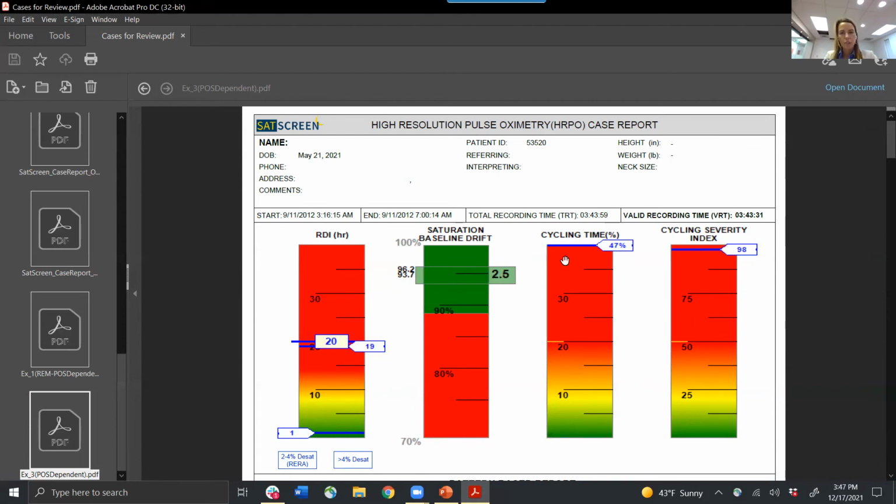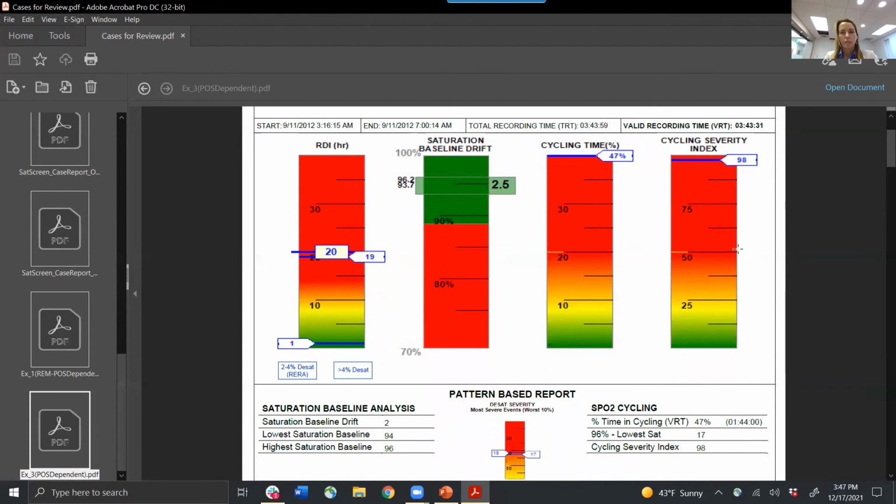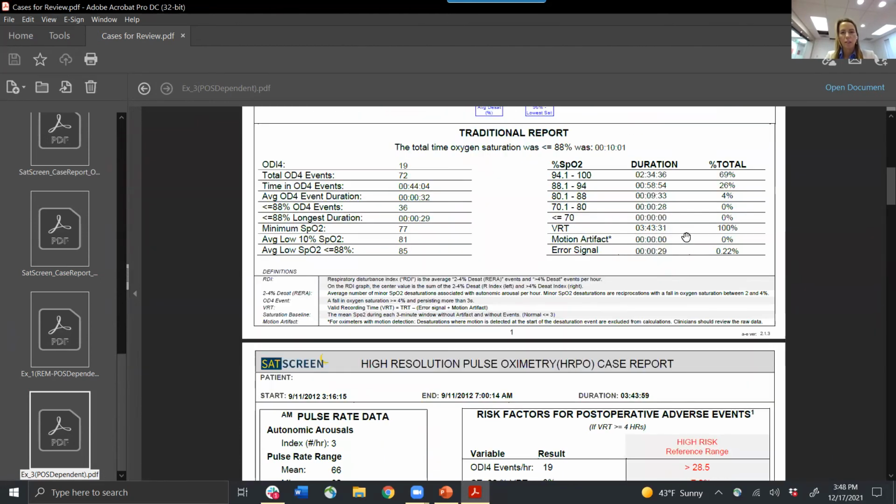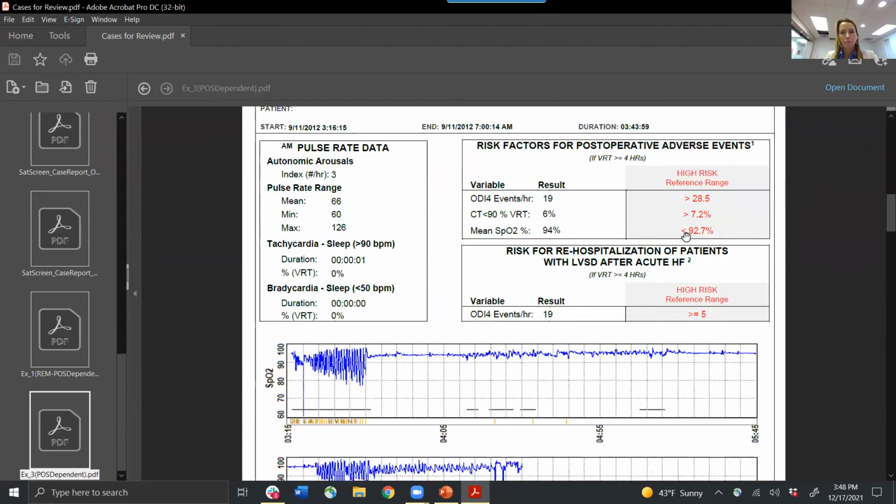Saturation baseline drift is in normal limits. Our cycling time is high and our cycling severity is high as well. So this indicates a lot of ventilatory instability and usually a more complex type of sleep apnea.